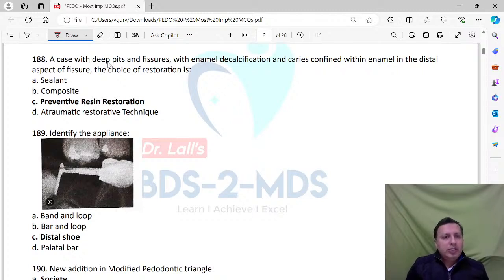Now the next question is a case with deep pits and fissures with enamel decalcification and caries confined within the enamel in the distal aspect of the fissure. The choices of restoration are A sealant, B composite, C preventive resin restoration, and D atraumatic restorative technique.